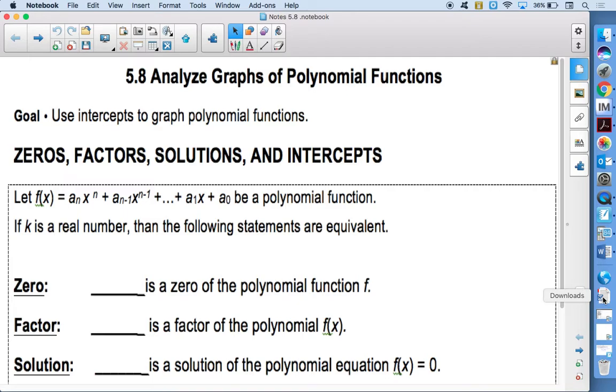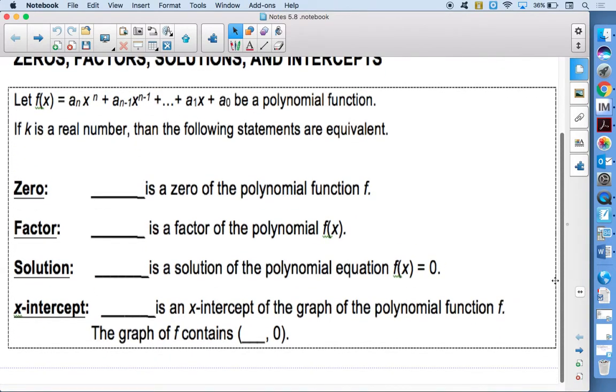So it says if k is a real number, then the following statements are equivalent. Emerson, if something's equivalent, it is equal, the same. So there are 4 statements down below in this little box, in your box. All 4 of these statements mean the same thing, they're just worded a little differently.